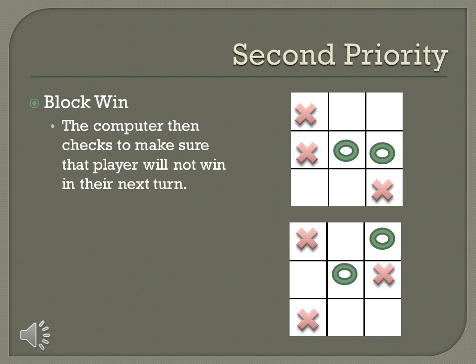We hard-coded all the possibilities of the different situations that will arise, and this is how the computer prevents the other person from winning on their next turn.